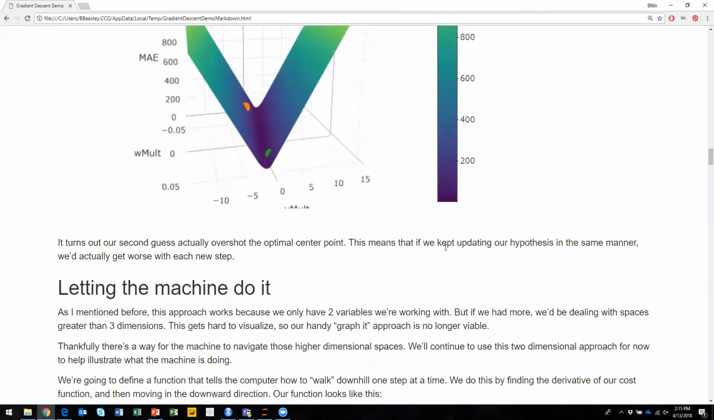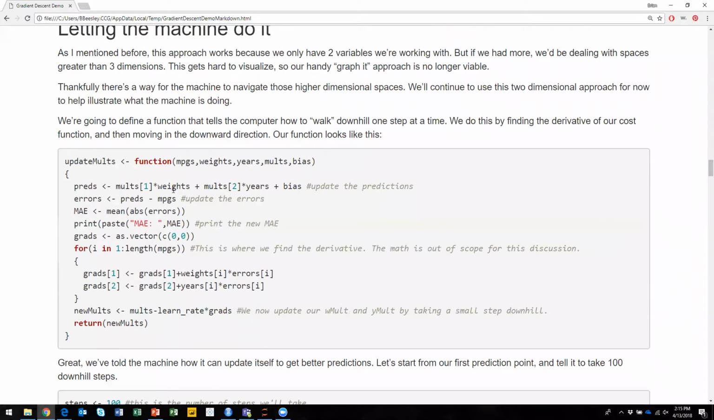All right? And so what I've done here is I've created a function that's just going to take that process and do it iteratively for a number of steps that we tell it to do. The key thing here really is the math behind how we know what downhill is.